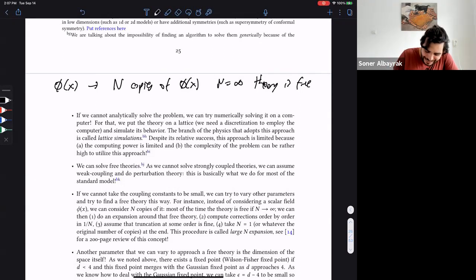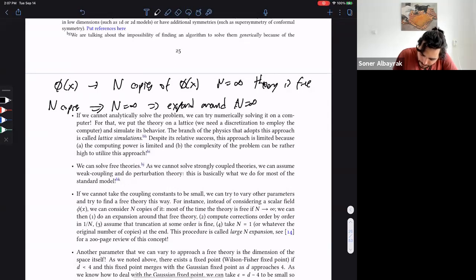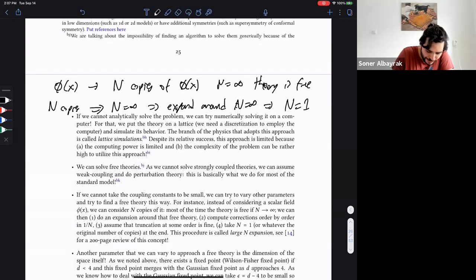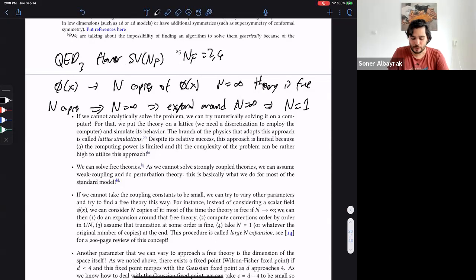So I start with N copies, take N equal to infinity, expand around N equal to infinity, then at the very end take N equal to 1. This is the large N expansion method. It works, for example, if you consider QED3 with flavor group SU(N_F), where N_F is usually taken as 2 or 4. You can do this right now.